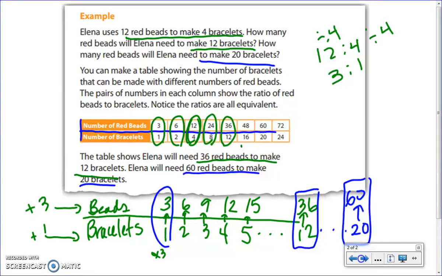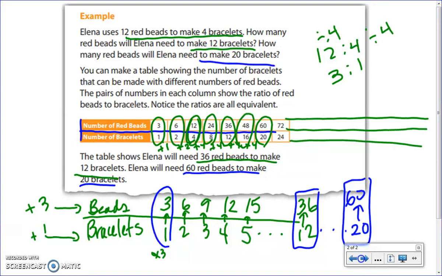12 times 3 is still 36. 16 times 3 is 48. 20 times 3 is still 60. So they did it a little bit differently than maybe what we've done in the past. They kind of skipped some numbers in between. They start by adding 1, but then they add 2, then 4, and so it looks like a pattern, but then they continue to add 4. And that's fine. They were just trying to abbreviate their pattern so they didn't have a huge long table all the way down to figure out what it would take for 20.